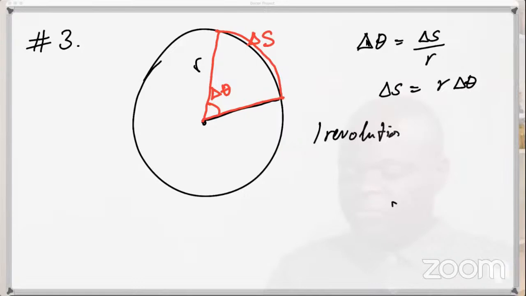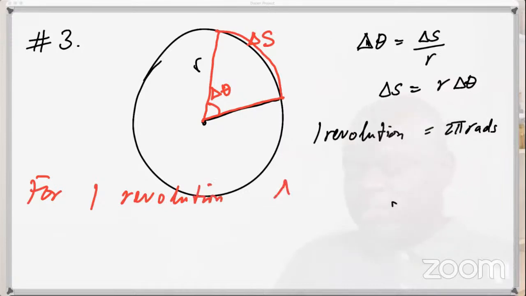Two radians, but also 360 degrees. Okay, so this is 2 pi radians, right? So this means for one revolution, delta S, that is the linear distance, the actual distance around one revolution, is equal to the radius times 2 pi radians. Do you recognize this formula?